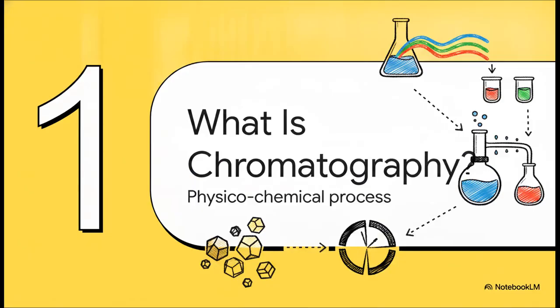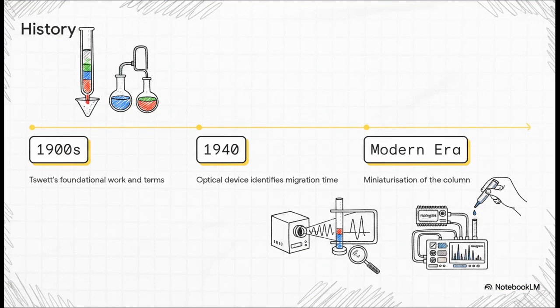What is chromatography? At its core, chromatography is a physicochemical process. It belongs to a family of fractionation methods, kind of like distillation or crystallization, where the ultimate goal is separation. Now, to appreciate where we are today, we really have to look at how this evolved. The method, in its modern form anyway, originated at the turn of the century with the foundational work of Michael Tswett. And actually, we attribute the very terms chromatography and chromatogram directly to him.